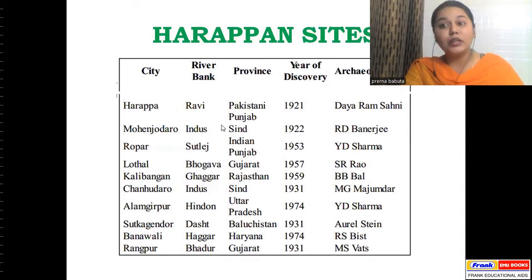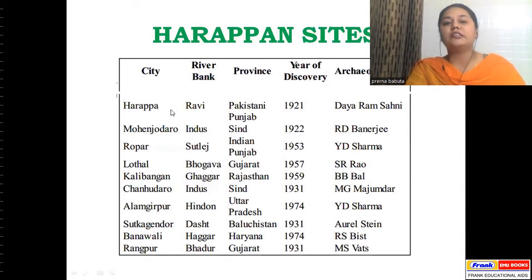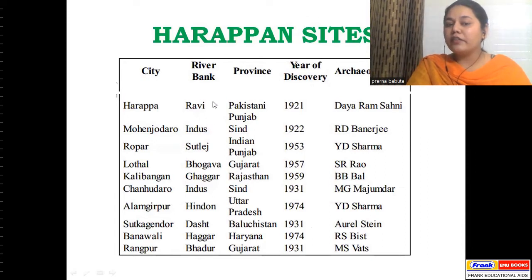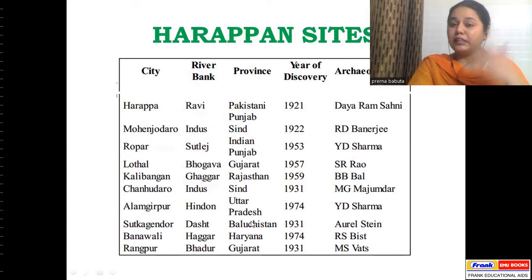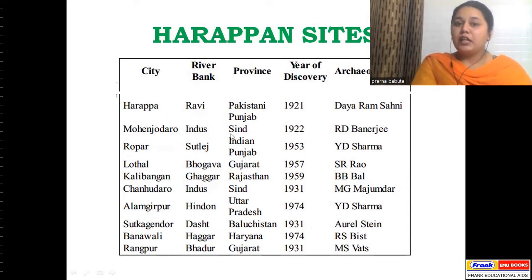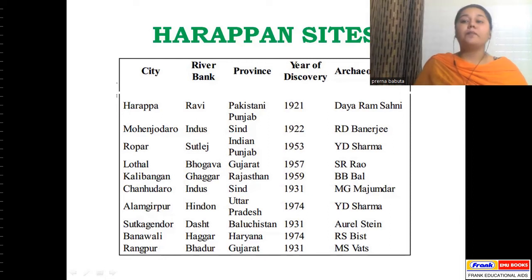As I told you, this excavation started in the 1920s. If you see, the river Indus has tributaries, like the Ravi and the Satluj. Harappa is the city. And where is it? In present-day Pakistan, Punjab. Mohenjo-daro is in Sindh, and Ropar is found in Indian Punjab. Then Lothal. So this is the list of all the major Harappan sites.